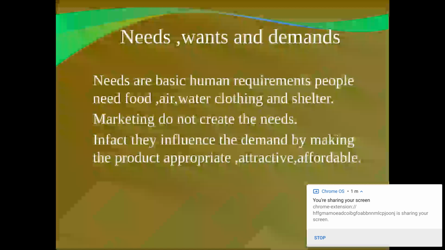Again, summing up what we have already done in Chapter 1, where we discussed needs, wants, and demands. Needs are basic human requirements or dissatisfiers. People need food, air, water, clothing, and shelter. And as a student of marketing, we have to understand that we cannot create needs. We can create demands. We can create wants. We can modify need, but we cannot create need.